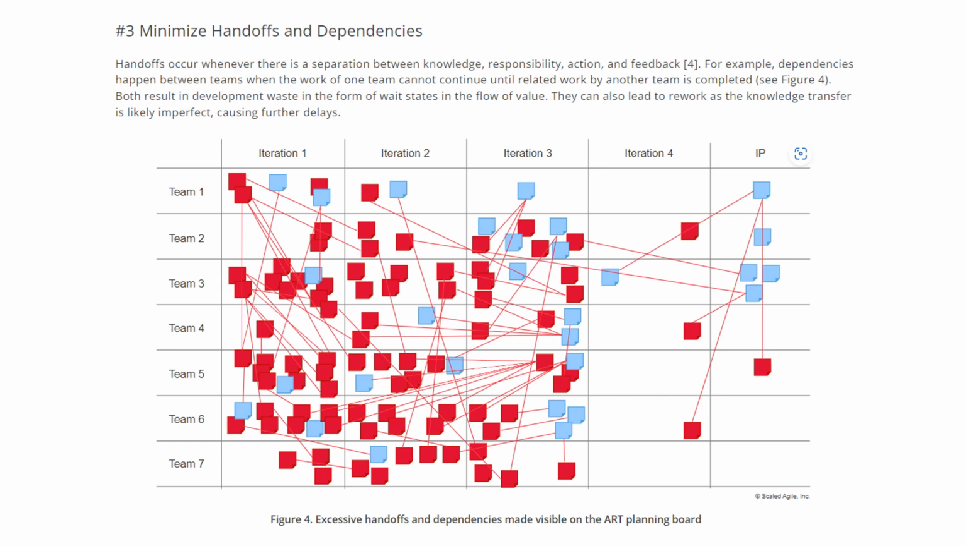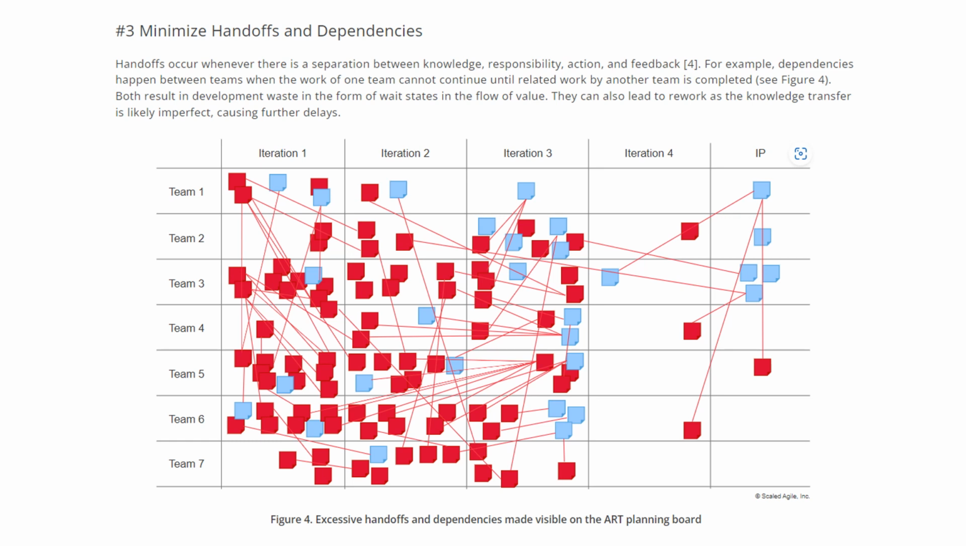The third important accelerator is to minimize handoffs and dependencies. Handoffs occur whenever there is a separation between knowledge, responsibility, action, and feedback. For example, dependencies happen between teams when the work of one team cannot continue until later work by another team is completed. Both result in development waste in the form of wait states in the flow of value. So this can also lead to rework, as the knowledge transfer is likely to be imperfect, causing further delays, right?